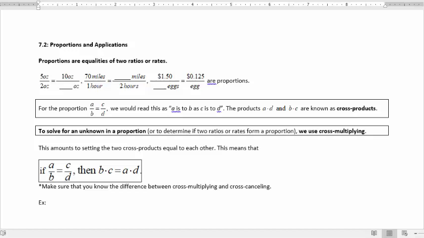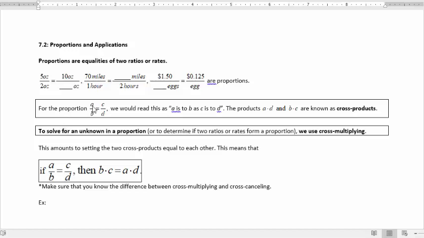So we're now into the second section of chapter 7, which deals with proportions and applications of proportions. All right. So what are proportions? We actually talked about them a little bit in the first section when we did those bird problems and the passing and failing student problems. They're really just equalities of two ratios or rates.